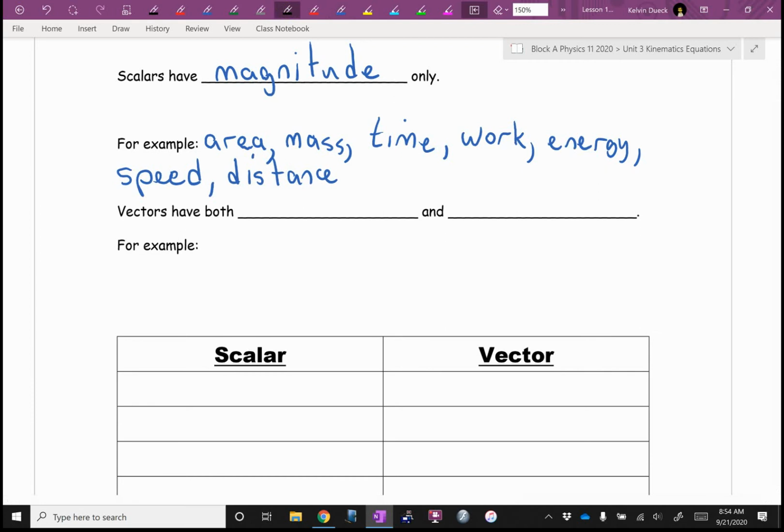The key to realize the difference between a scalar and a vector: vectors have both magnitude, but they also have direction. Vectors have both magnitude and direction. Scalars have magnitude, but scalars have no direction. Much like your futures, no direction. Nothing.